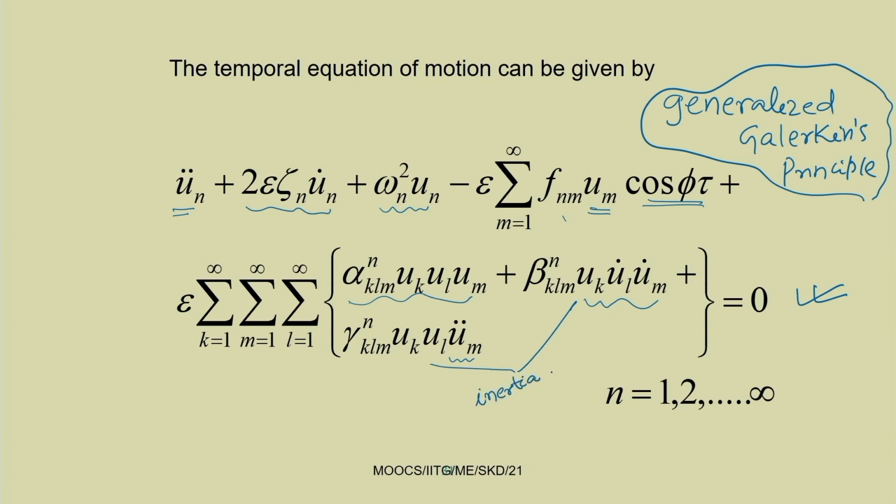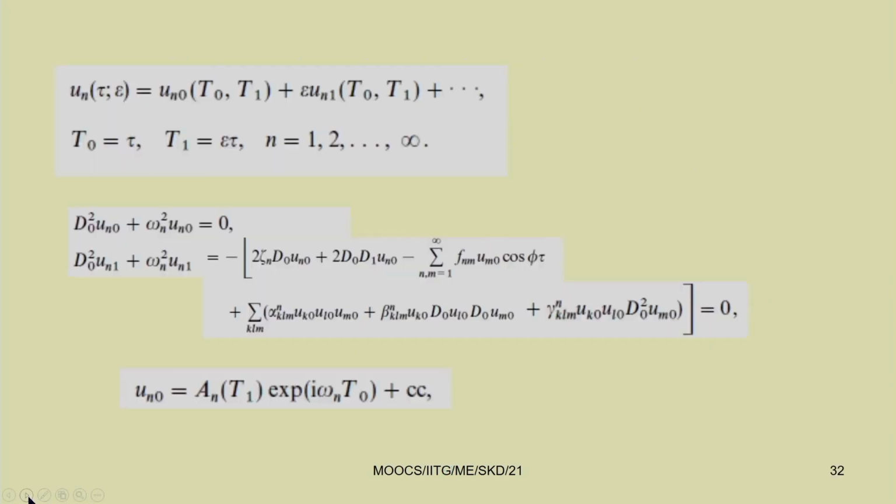So, these are inertia nonlinear terms. In this case you have two inertia nonlinear terms and one geometric nonlinear term. This way you can write the equation of motion. After writing this equation of motion, you can solve it by using many methods.